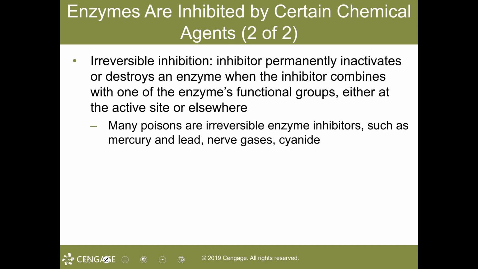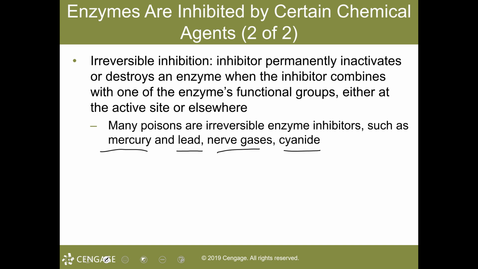So lastly will be the irreversible inhibition. With this, it just permanently inactivates or destroys the enzyme. And many poisons do this, such as heavy metals that you I hope know about, class, such as lead, mercury, nerve gas, and even cyanide. Those are definite poisons. Those are definite killers. Please watch out for those.